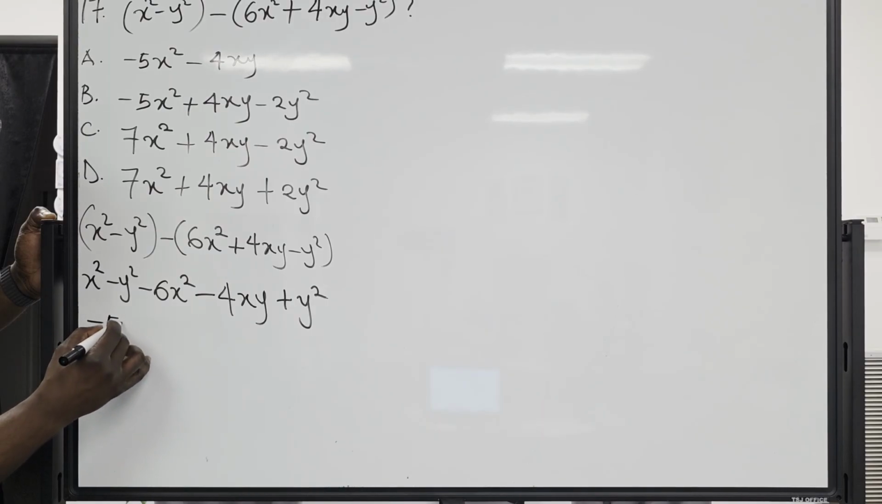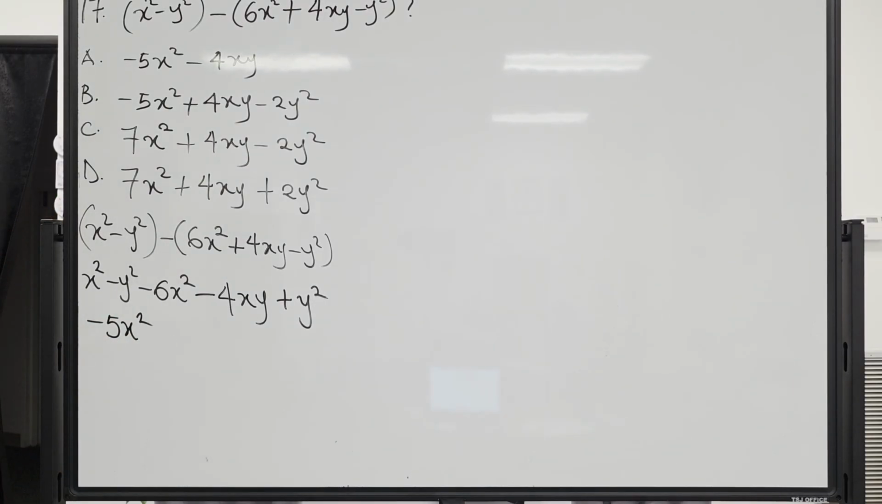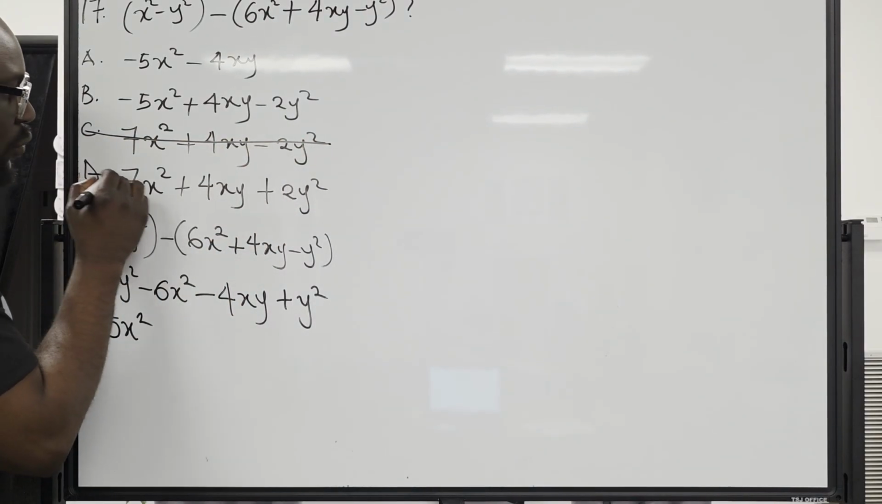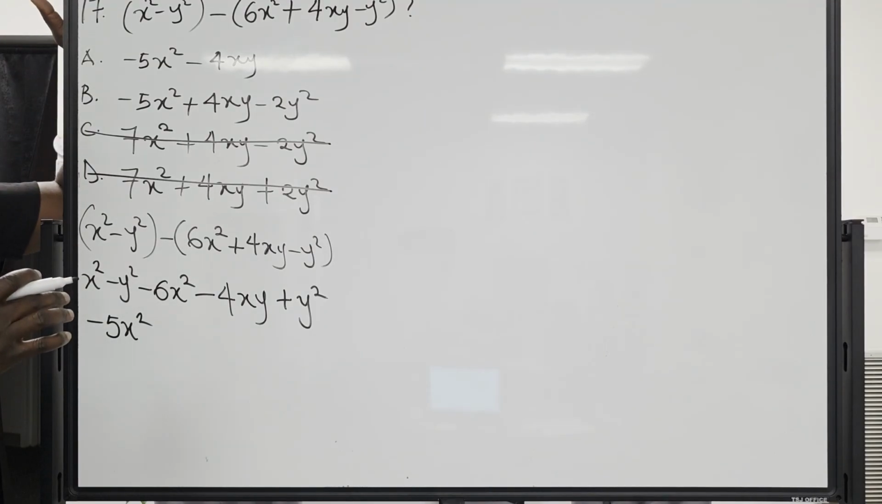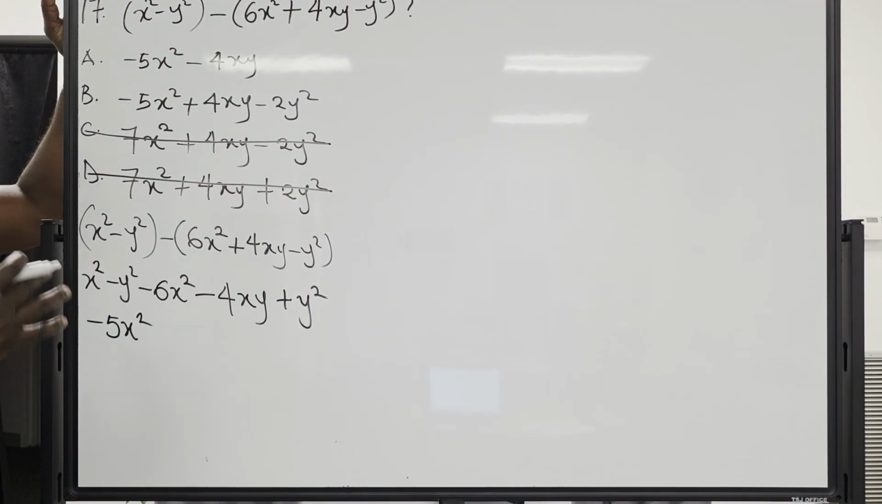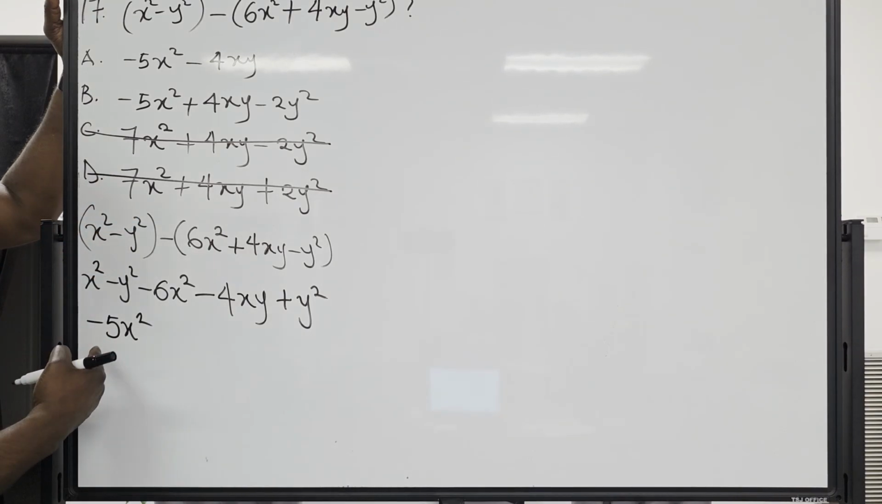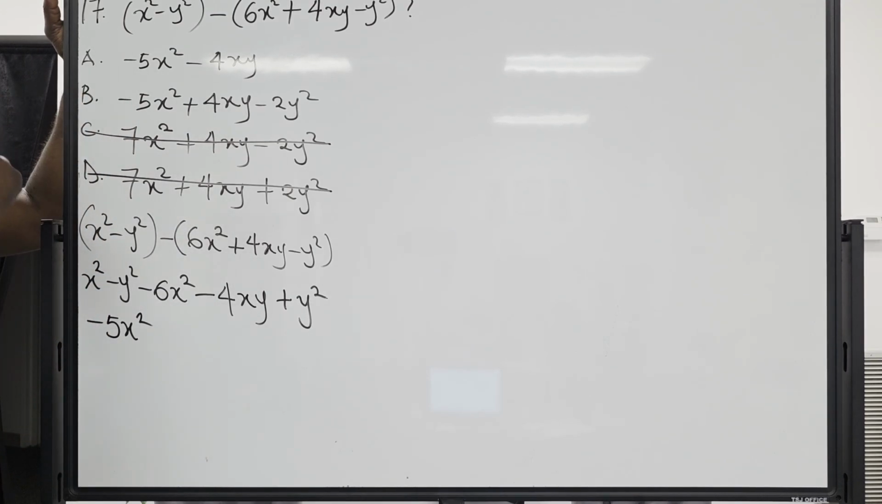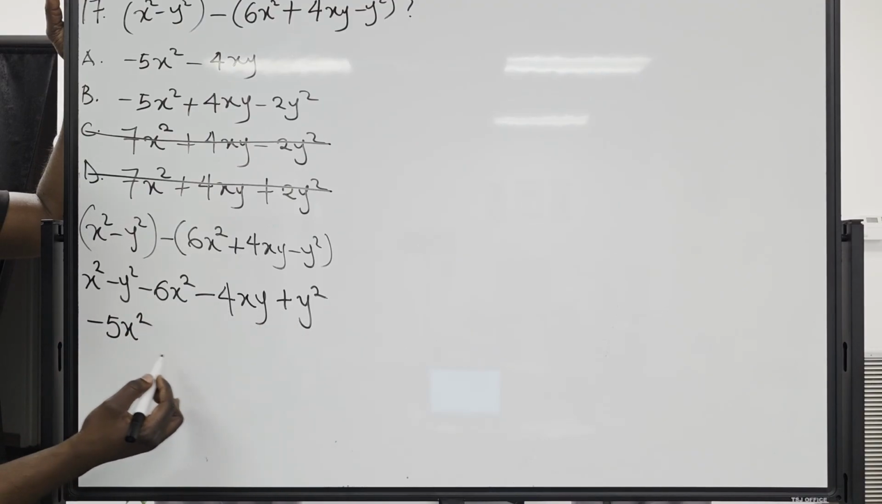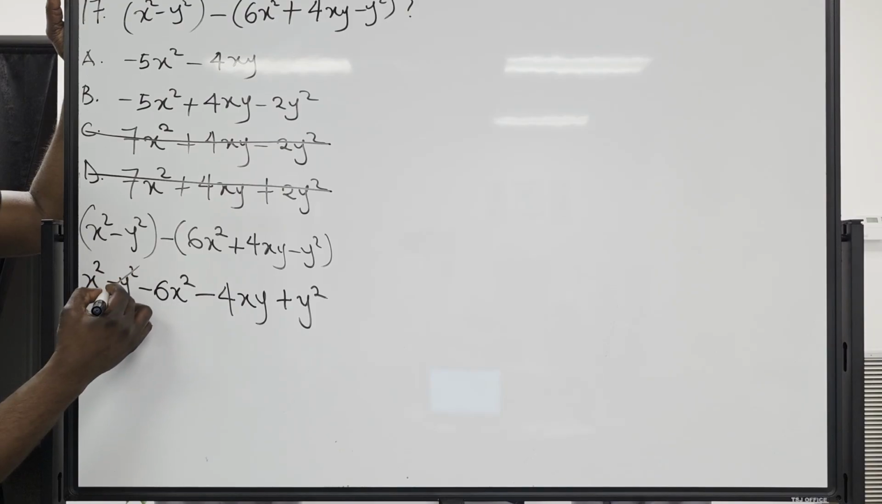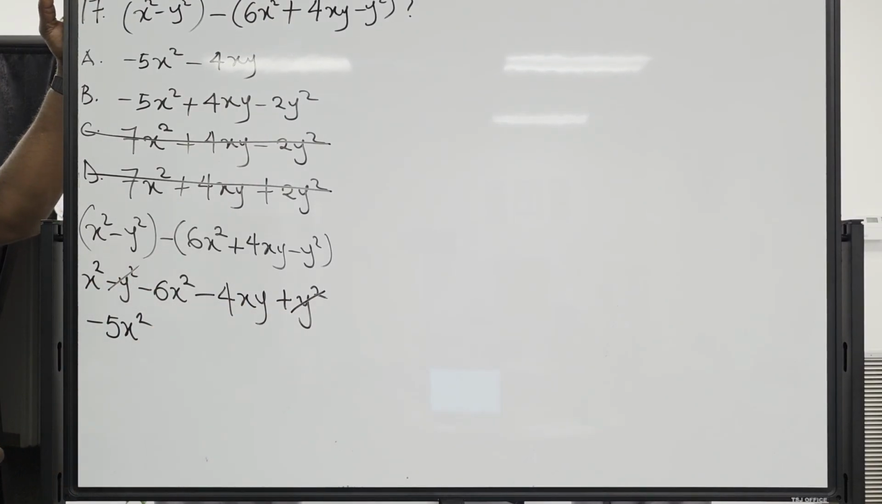So the first thing: anyone that does not start with minus 5x squared, eliminate. We strike this out and strike that out. So A and B are the ones contending for the correct answer. That helps you save time, so you don't keep going when you only have 67 seconds. Then minus y squared plus y squared is 0, so the y squared cancels out.